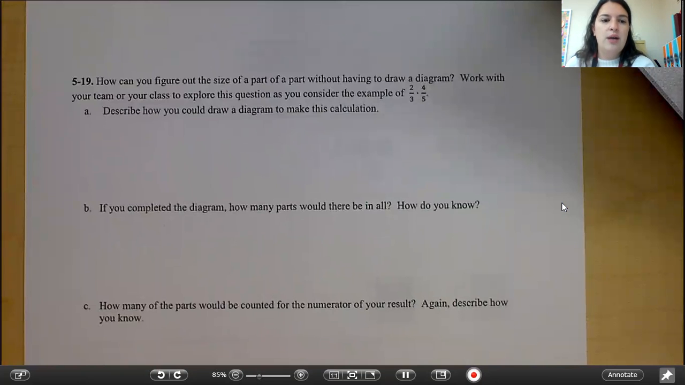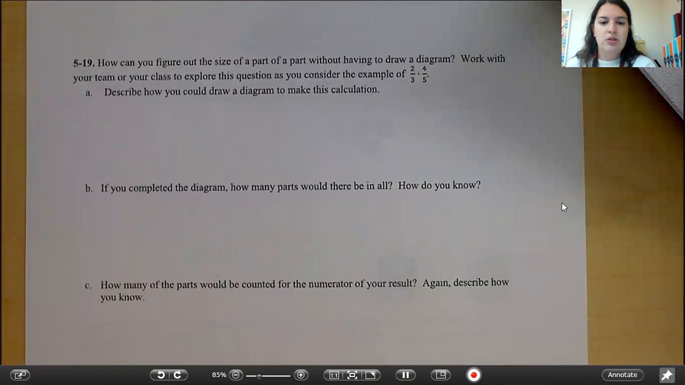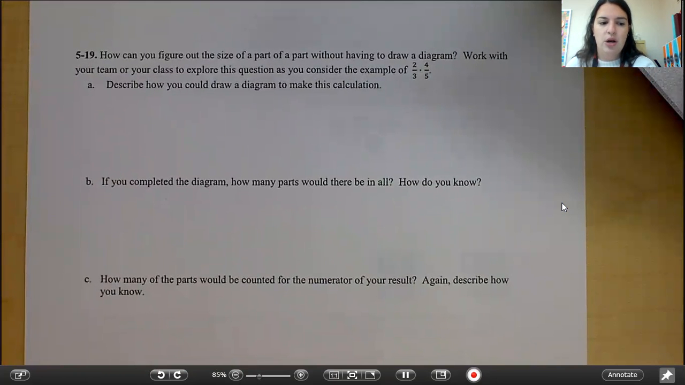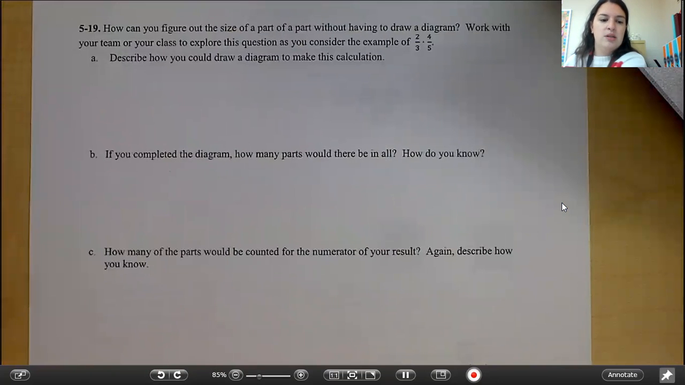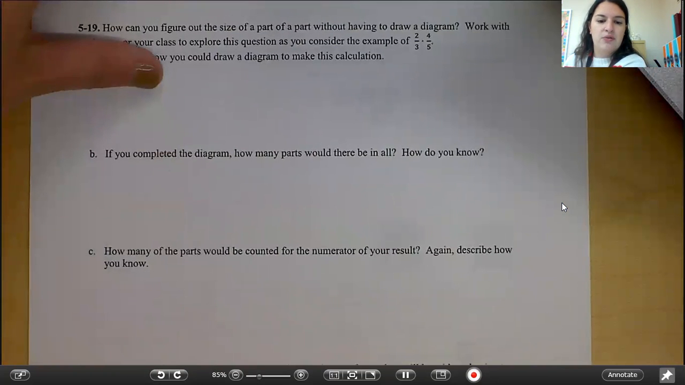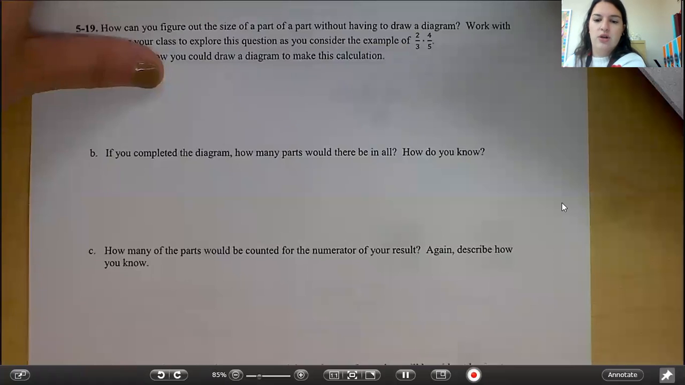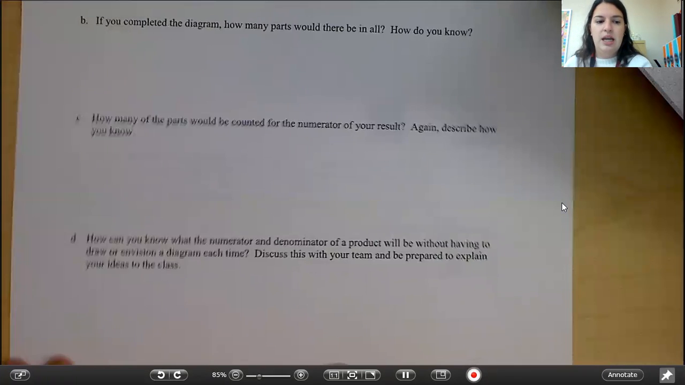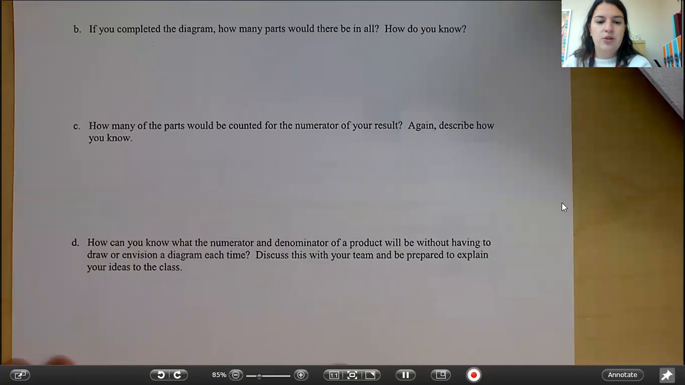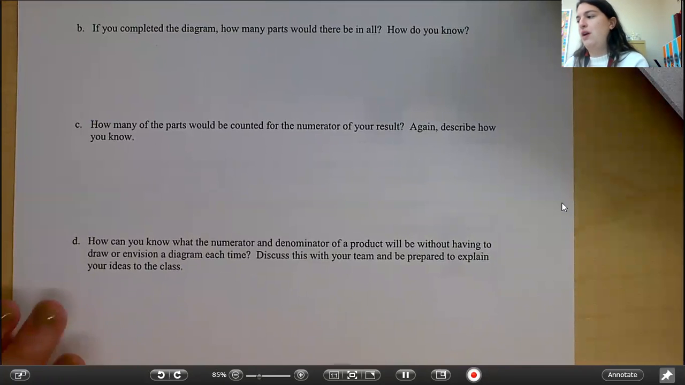Part A, describe how you could draw a diagram to make this calculation. Part B, if you completed the diagram, how many parts would there be in all? How do you know? Part C, how many of the parts would be counted for the numerator as your result? Again, describe how you know. And part D, how can you know what the numerator and denominator of a product will be without having to draw or envision a diagram each time? Discuss this with your team and be prepared to explain your ideas to the class. So go ahead and pause the video and answer question 519 now.